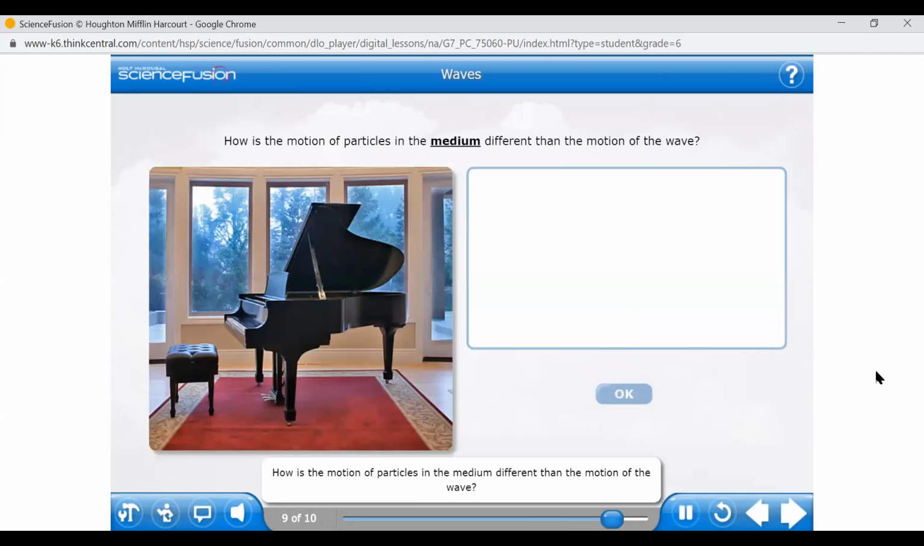How is the motion of particles in the medium different than the motion of the wave? Type your answer in the box and then click OK. I always have to skip that one since we're unable to type.